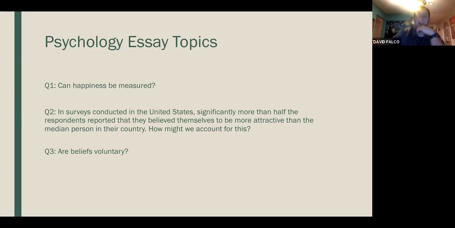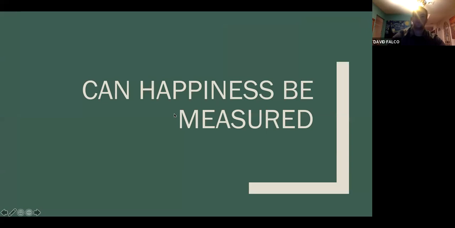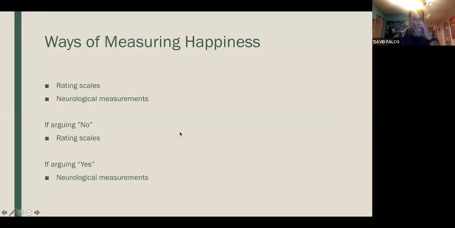The first one is, can happiness be measured? The next topic is, in a survey conducted in the United States, significantly more than half the respondents reported that they believe themselves to be more attractive than the median person in their country. How might we account for this? And then the last one is, are beliefs voluntary? So the first one is, can happiness be measured?